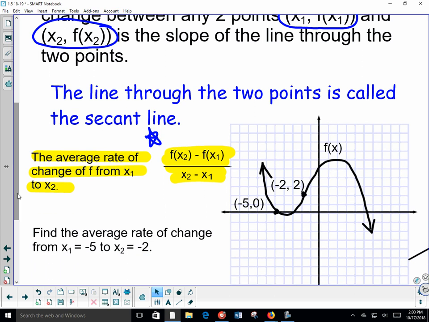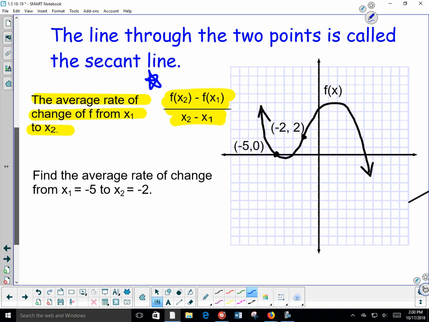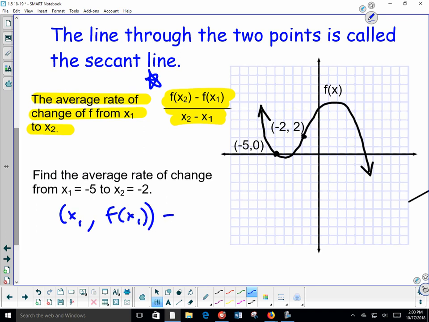So here's my example. I've got this function right here, and let's say that the function happens to go through -5, 0, and -2, 2. All right, there's my function, and I want to know what's the average rate of change from -5 on the x-axis to -2 on the x-axis. That means that I can figure out what my ordered pairs are. x1 comma f of x1 is going to be the ordered pair -5 comma 0.